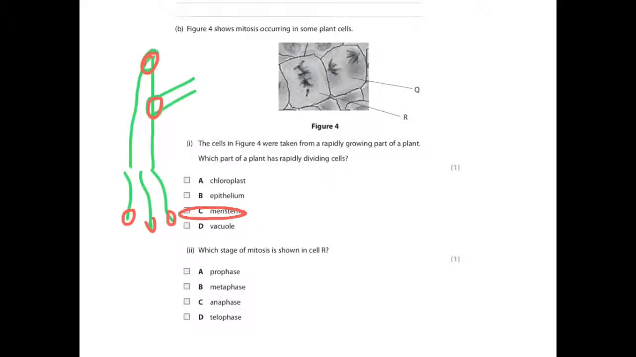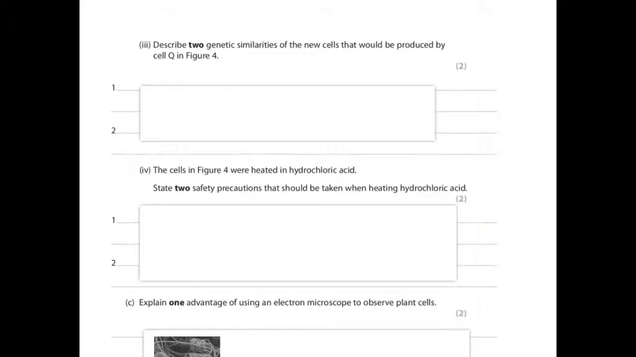Which stage of mitosis is shown in cell R? So that's this one, or that would be metaphase, because they're meeting in the middle, not being pulled to either side, anaphase there. Bit of a tricky question this.